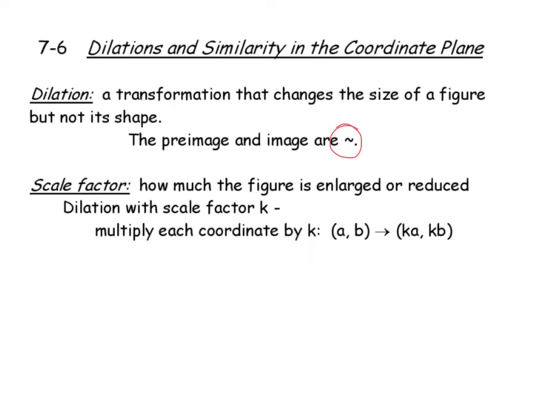So if I'm going to do a dilation of a scale factor of k, I would take the x coordinate of my original point, multiply it by k to get the x coordinate of the new point, and then take the y coordinate of my old point, which was b, and multiply it by k and get the y coordinate for the new point.